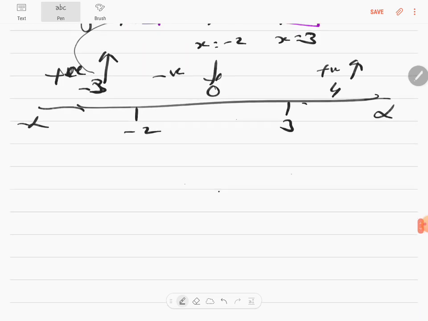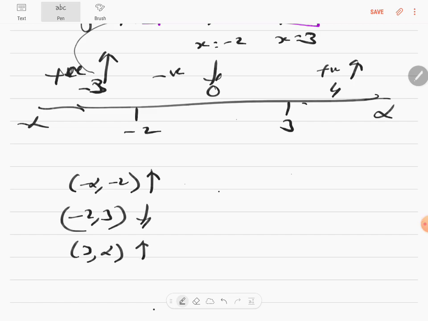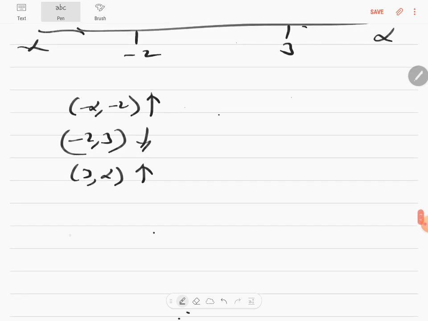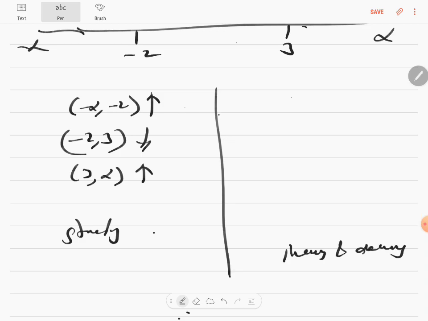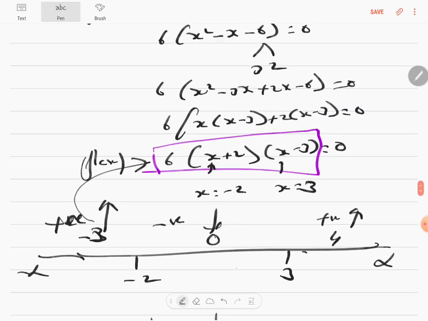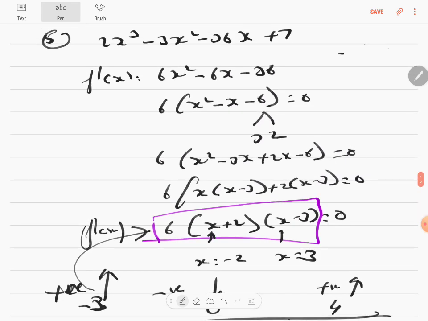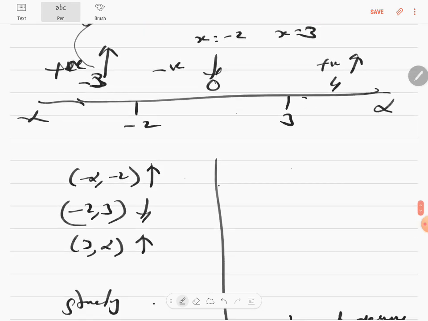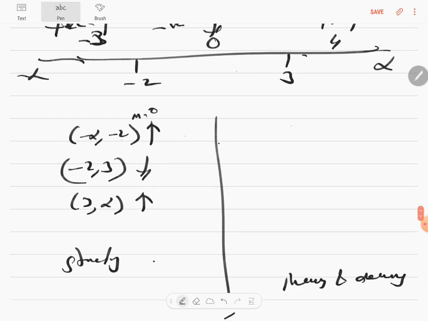So write it in order. Minus infinity till minus 2 it's increasing. Minus 2 to 3 it is decreasing. And 3 to infinity it is increasing. Now read the question. Is the word strictly there, or is it just increasing and decreasing? You are the one who has equated to 0, and these points you got by equating dy by dx to 0. So you know the slope is definitely 0 here, definitely 0 here. So you have to not include all this.